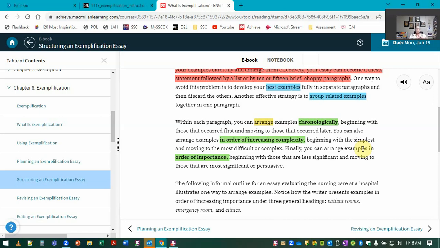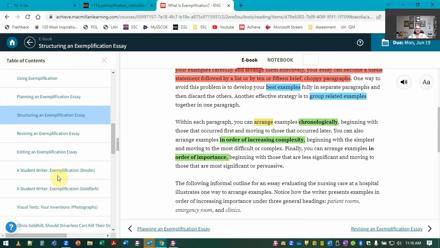Complexity or order of importance. It really, again, depends on your topic. So that's just something that's going to make sense based on what you're doing, right? The next section is revising, editing.